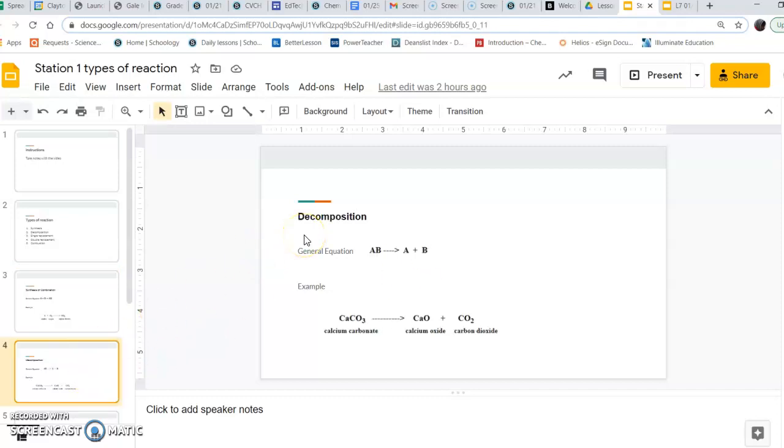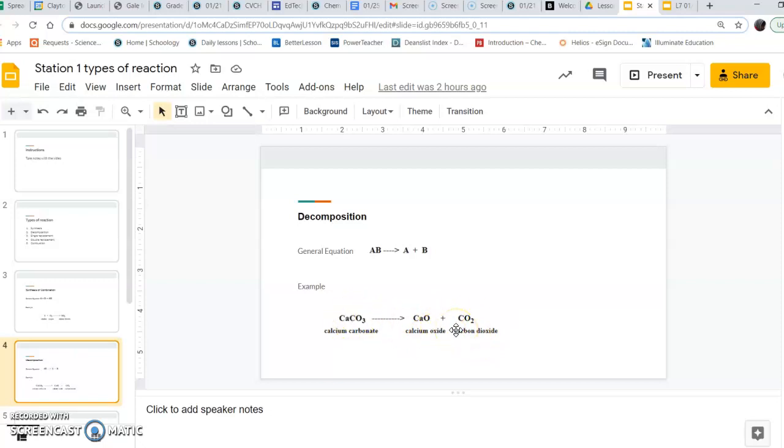Decomposition is absolutely the opposite thing. You have one thing, and that thing for some reason, could be heat or it could be some sort of catalyst, it breaks apart. So one thing creates two separate things. Okay, so we call them decomposition. An example of this is when calcium carbonate is heated. When calcium carbonate is heated, it forms calcium oxide plus carbon dioxide. Okay, so those two things came from this.